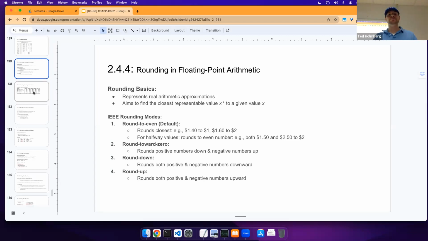You have round towards 0. This rounds positive numbers down, negative numbers up, so you're rounding towards the direction of where your 0 is on your axis. You have rounding down. This doesn't matter if it's positive or negative, you just round the number down. Or you have rounding up. Doesn't matter if it's positive or negative, you just round it up.